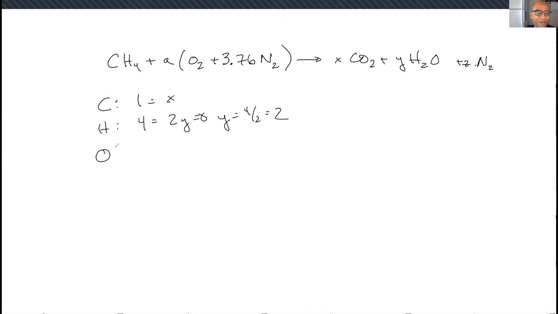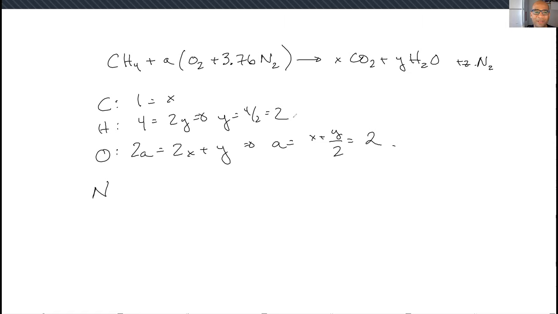And then I'm going to count up the oxygen. I'm going to have 2A on the left, equal to 2X plus Y, and the nitrogen doesn't add any oxygen. So I'm going to get A equal to X plus Y over 2. It's the same thing as before: 1 plus 1 is equal to 2.